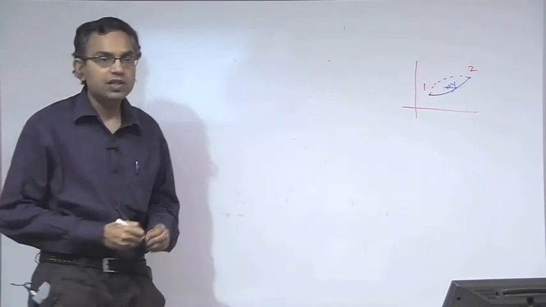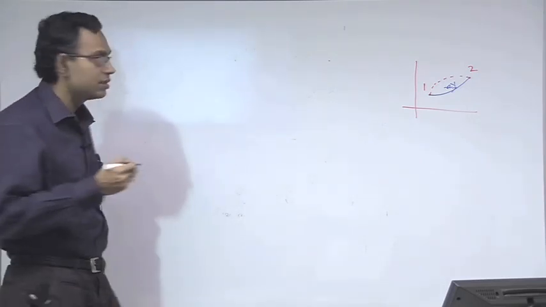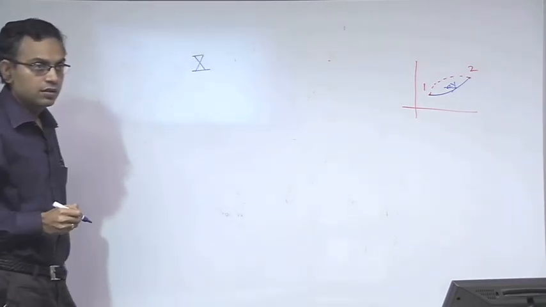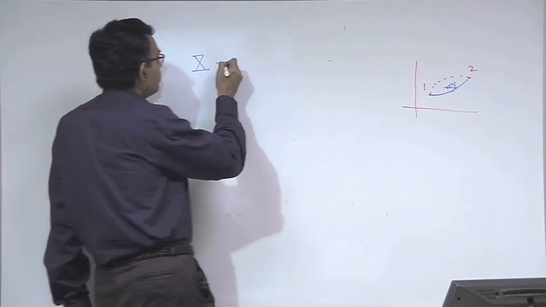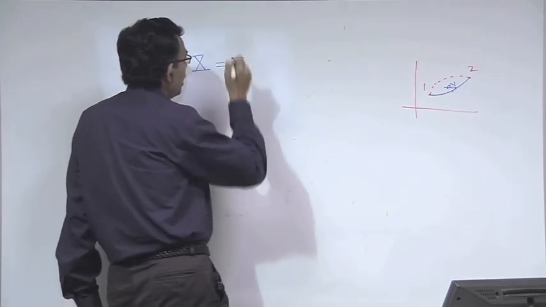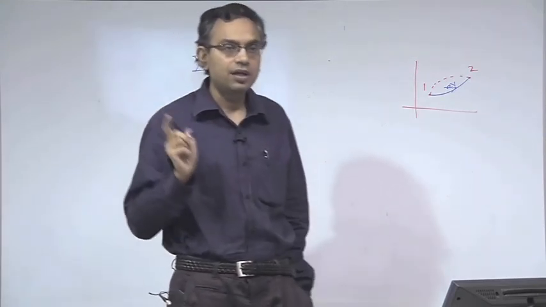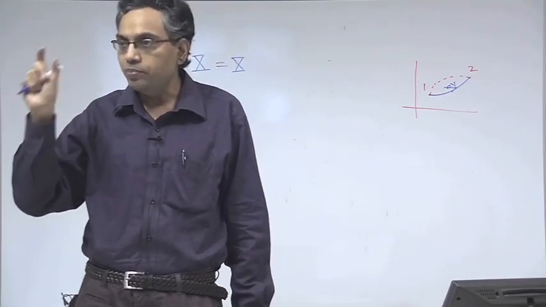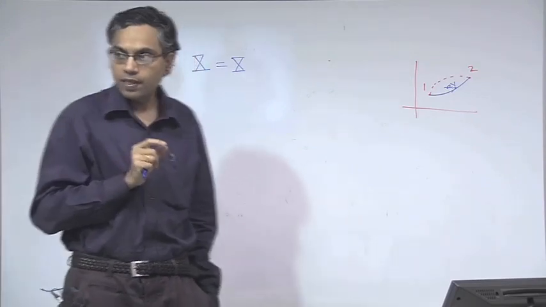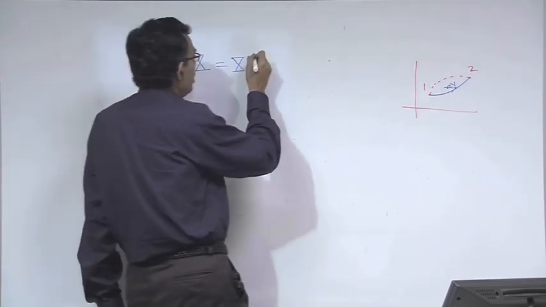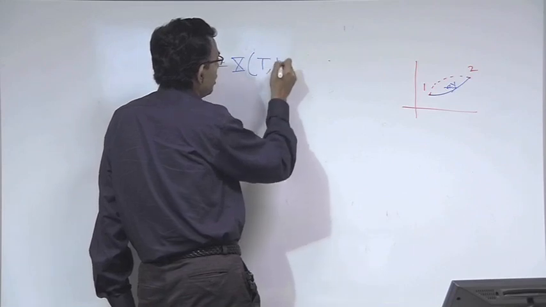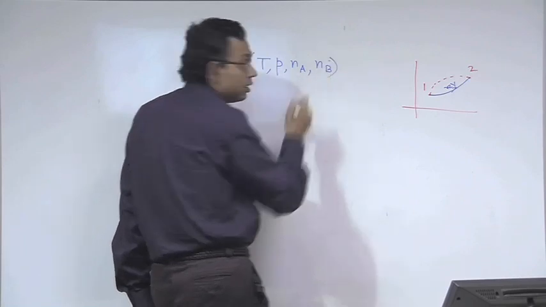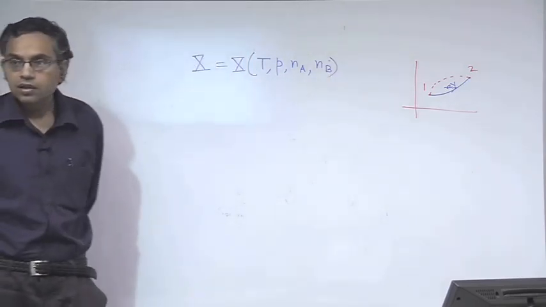Always, extensive properties we write by uppercase alphabets. So let us say that capital X is an extensive property. Capital X is a function of, let us say there are two components A and B, just for simplicity, that in the mixture there are two components A and B. So capital X is a function of T, P.